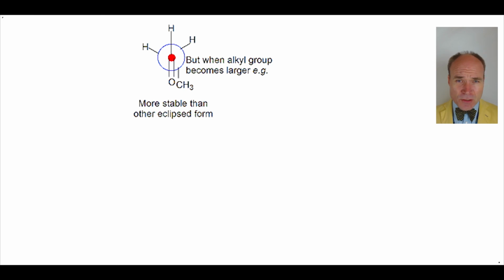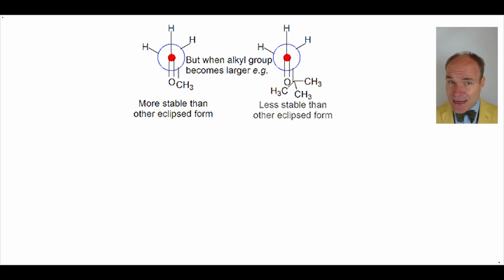Where the alkyl group is changed from methyl to T-butyl, the larger alkyl group causes significant steric hindrance with the aldehyde oxygen. As a result, the syn-eclipsed conformer is now higher in energy than the eclipsed conformations.